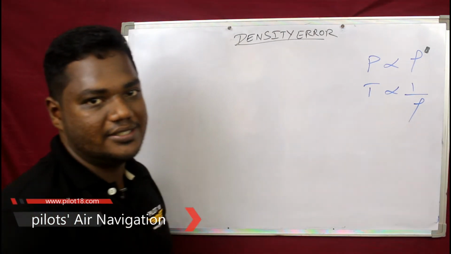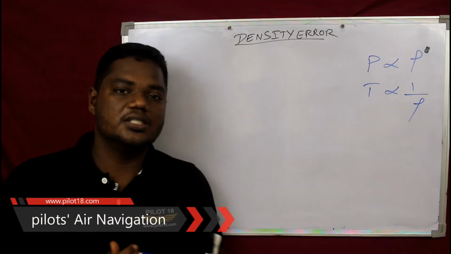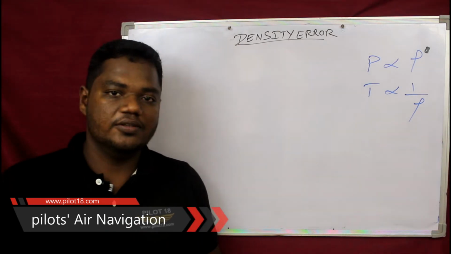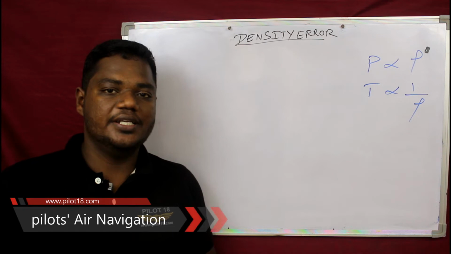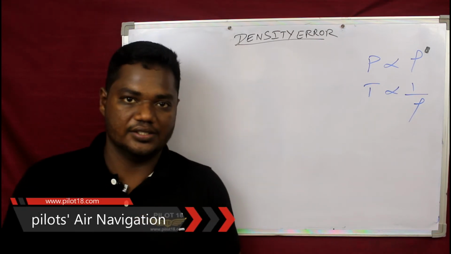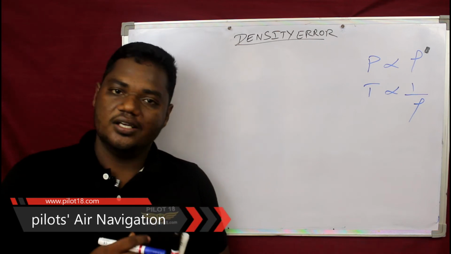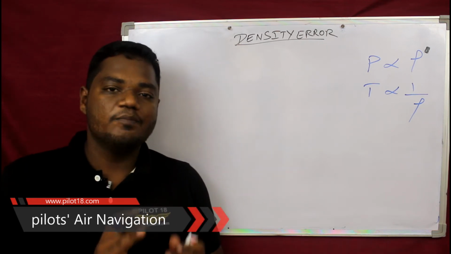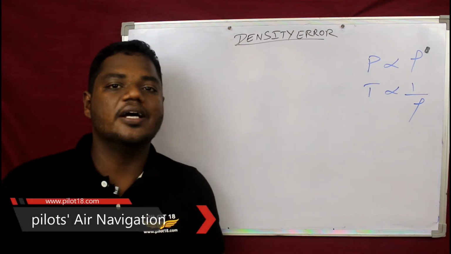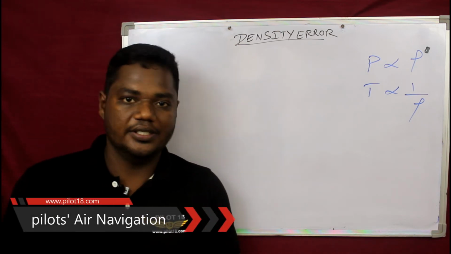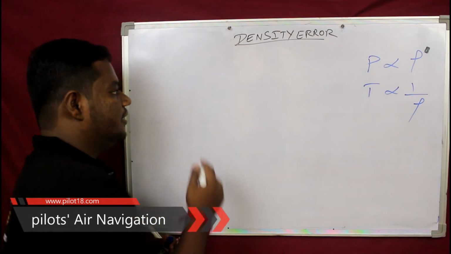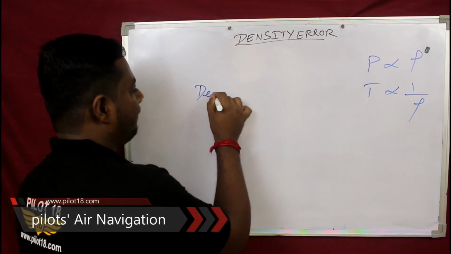Rho stands for density. So when pressure and temperature are different from ISA, density also changes, and our airspeed indicator is designed according to our ISA conditions. And ISA conditions do not actually happen. It's just an average value. So we cannot expect the ISA atmosphere to happen in a real environment. Okay, so now let's see. Let's say today the density is more.